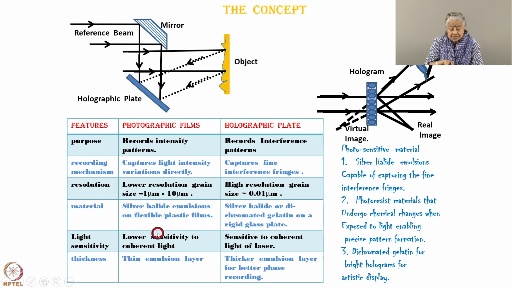The difference is this can be a plastic film, but this has to be a rigid glass plate. So, as we go along, we will understand why a rigid glass plate is so important for a holographic plate. Then light sensitivity: lower sensitivity to coherent light, and here sensitivity to coherent light is more of lasers. So, generally you will get a hologram only with laser light.